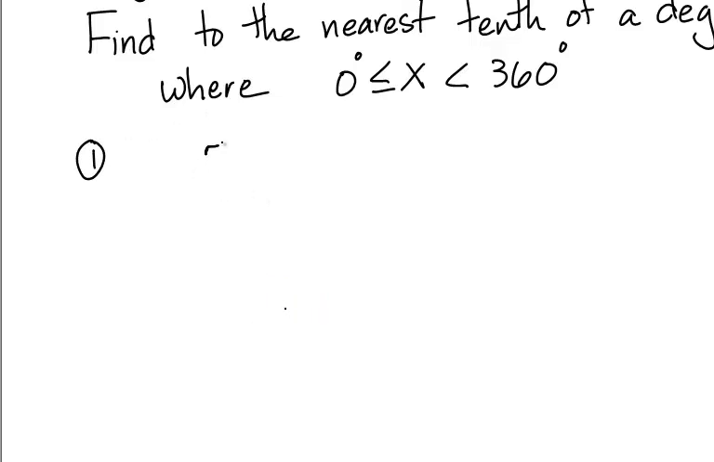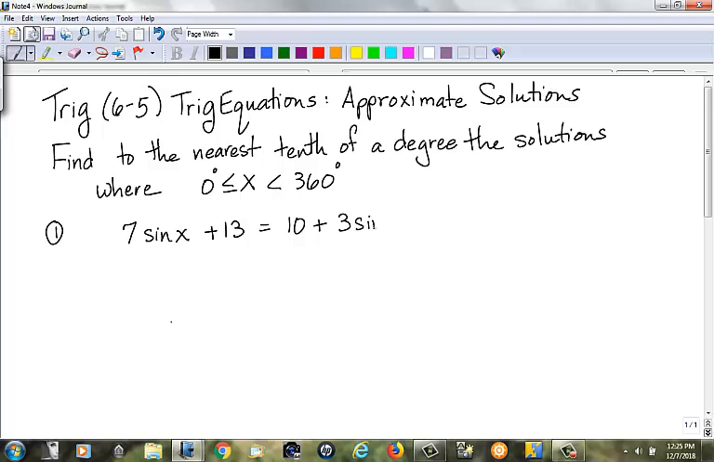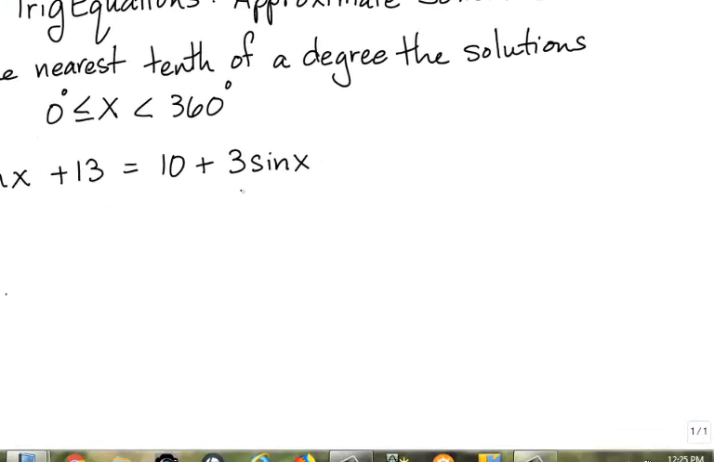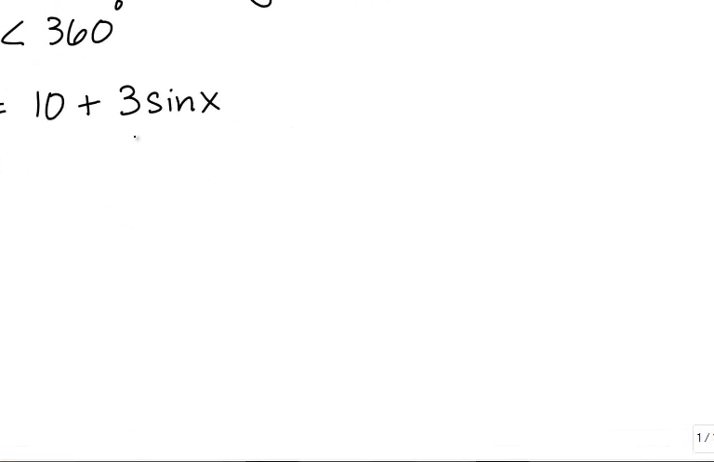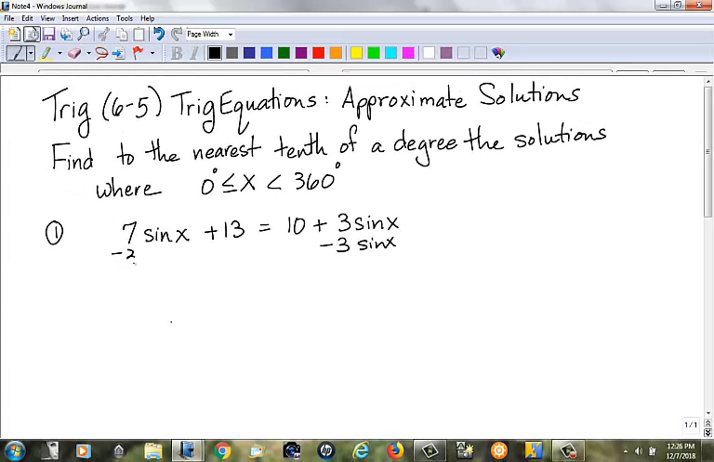Say they give you 7 sine x plus 13 equals 10 plus 3 sine x. Okay, you got to look at the 7 sine x and the 3 sine x. That's just like 7y and 3y. So those are like terms. So get them together on one side, and usually we subtract. So get the smaller one over to the other side.